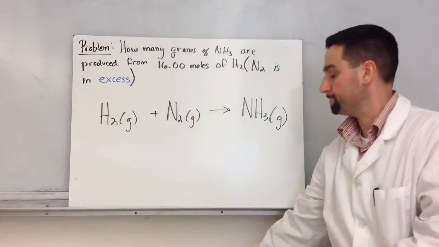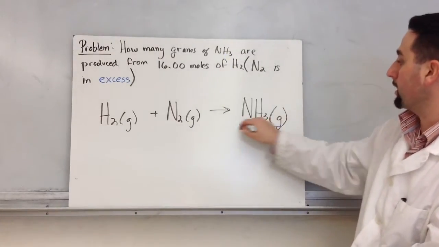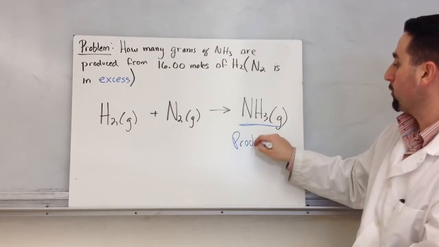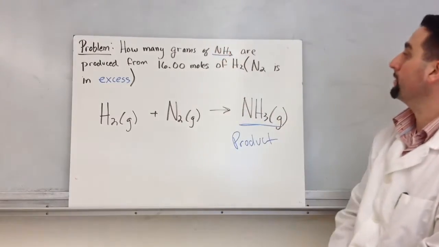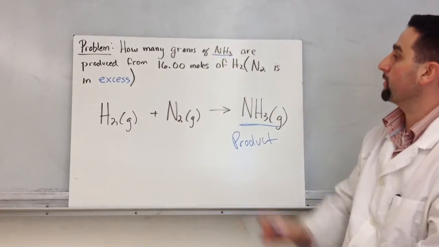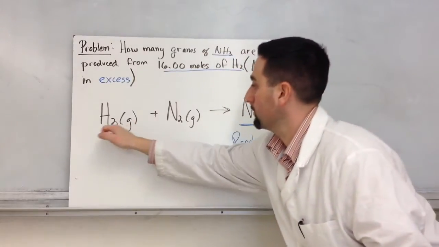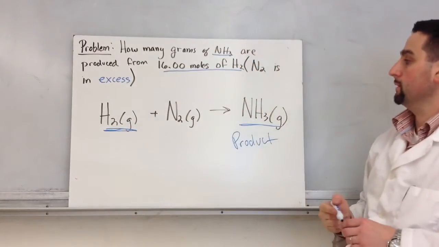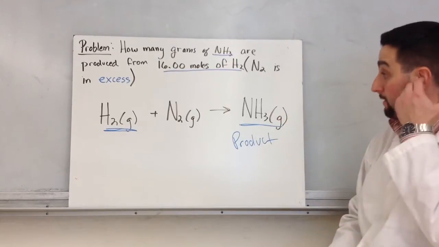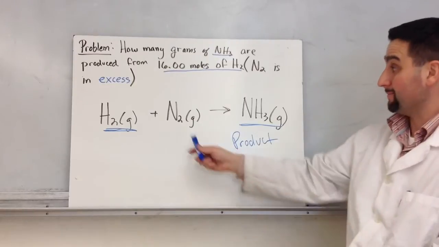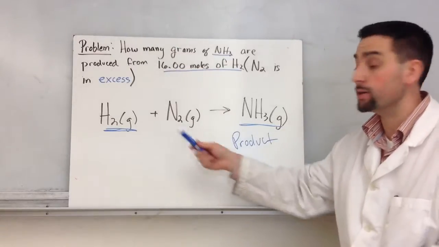All right. Look at this one. How many grams of ammonia? Okay, this is ammonia. That's our product. That's what we make or produce. How many grams of ammonia are produced from 16 moles of H2? N2, nitrogen gas, is in excess. So really, we have all the nitrogen gas that we could possibly need. It's never going to run out.